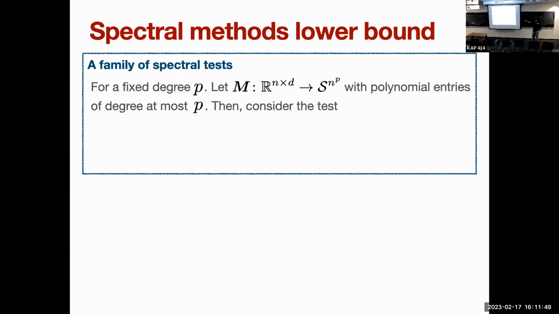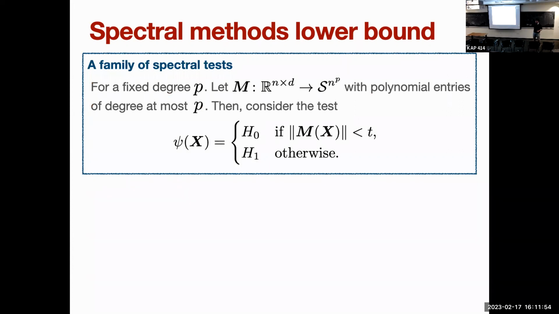This is a very powerful family of tests called spectral tests, where maybe the details are not super important, but the idea is you take your data, you somehow construct a matrix with that data, and then you measure if the norm of that matrix is smaller than some t or bigger than some t. You assume that all the entries of your matrix are polynomial and the size of the matrix that you construct is polynomial. That constrains the family of tests, but it's actually very broad and people have used tests like this for all sorts of different tasks. So they believe that this is a very strong family of tests.